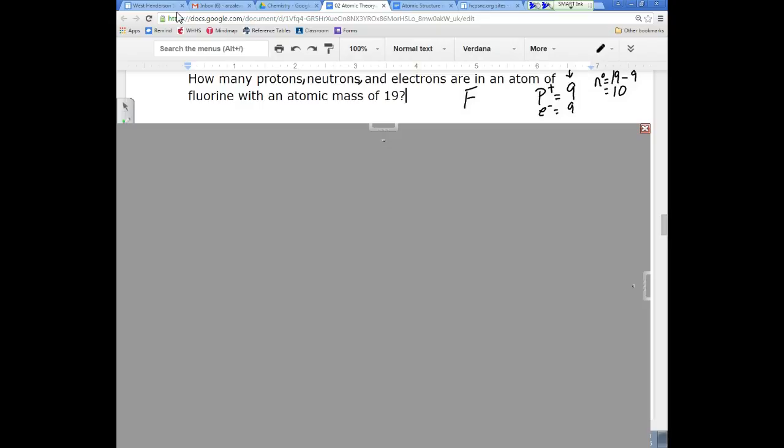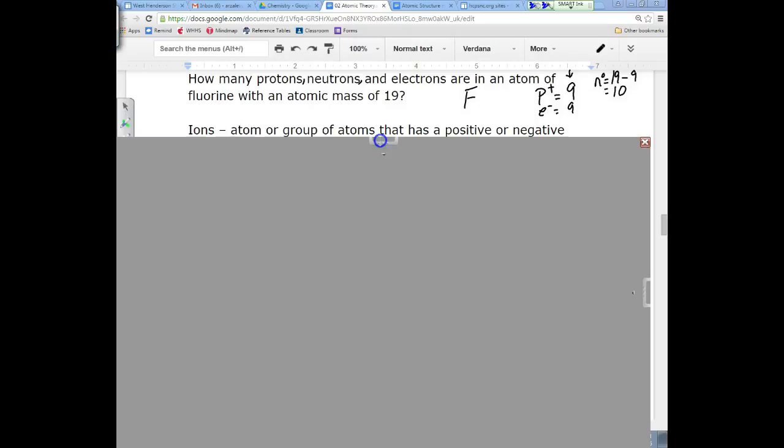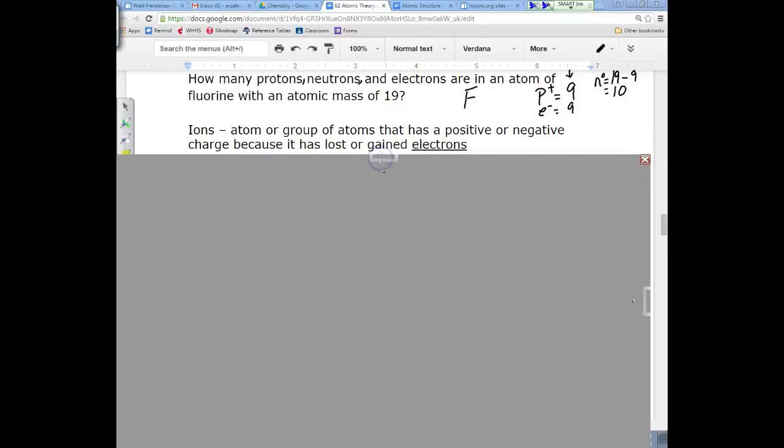Okay, now, what if it's not electrically neutral? Then it's called an ion. Now, we're dealing with a lot of vocabulary here. You had vocabulary to do for homework last night. Make sure that these words make it into your head. You have to know the difference between an ion and a neutral atom, and an isotope, which we're going to get to here in a second.